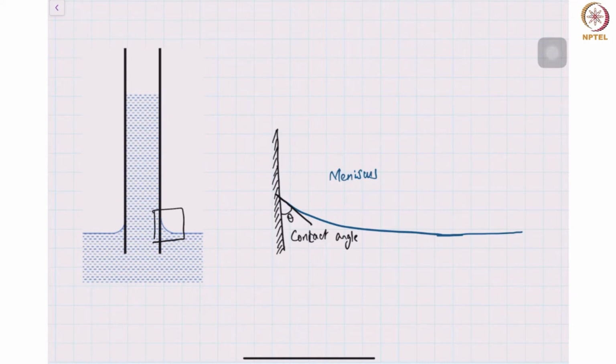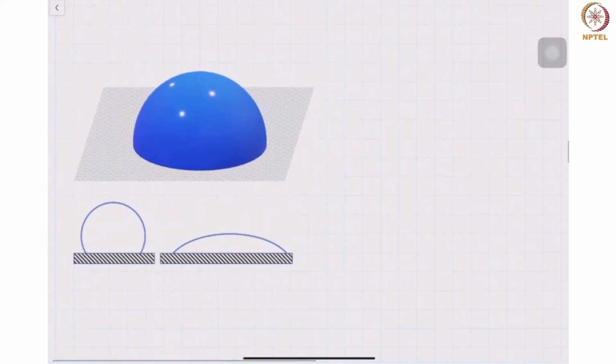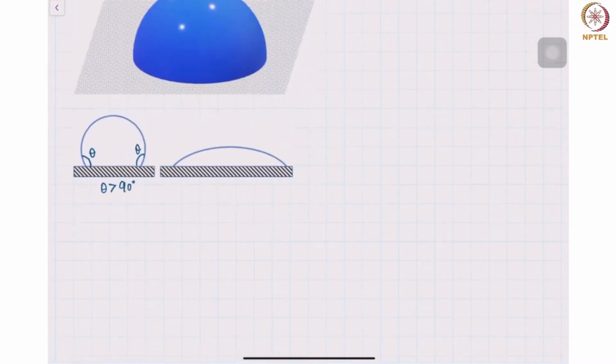Another common experience is the case of a droplet. What you're seeing here is a droplet sitting on the surface. Instead of looking at it as a three-dimensional image, let's look at it as a two-dimensional image, where we are looking at the cross-section of this droplet drawn right at the middle of the droplet. I'm showing you two images here. In the left image, what you have is an angle as measured inside the liquid. This angle, as measured inside the liquid, is greater than 90 degrees, and so this surface is referred to as a hydrophobic surface.